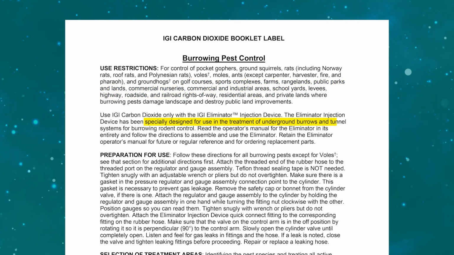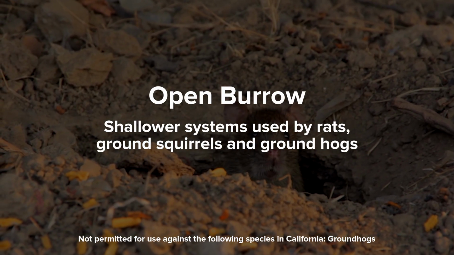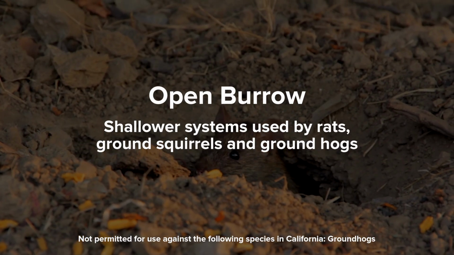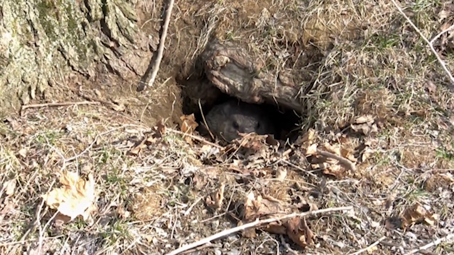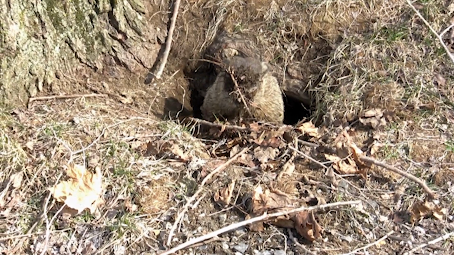Following labeled directions is critical for both open burrow and below-surface control. Open burrow refers to the shallower systems used by rats, ground squirrels, and groundhogs. IGI CO2 is labeled to treat against all 3. The same treatment process applies for all 3 species.